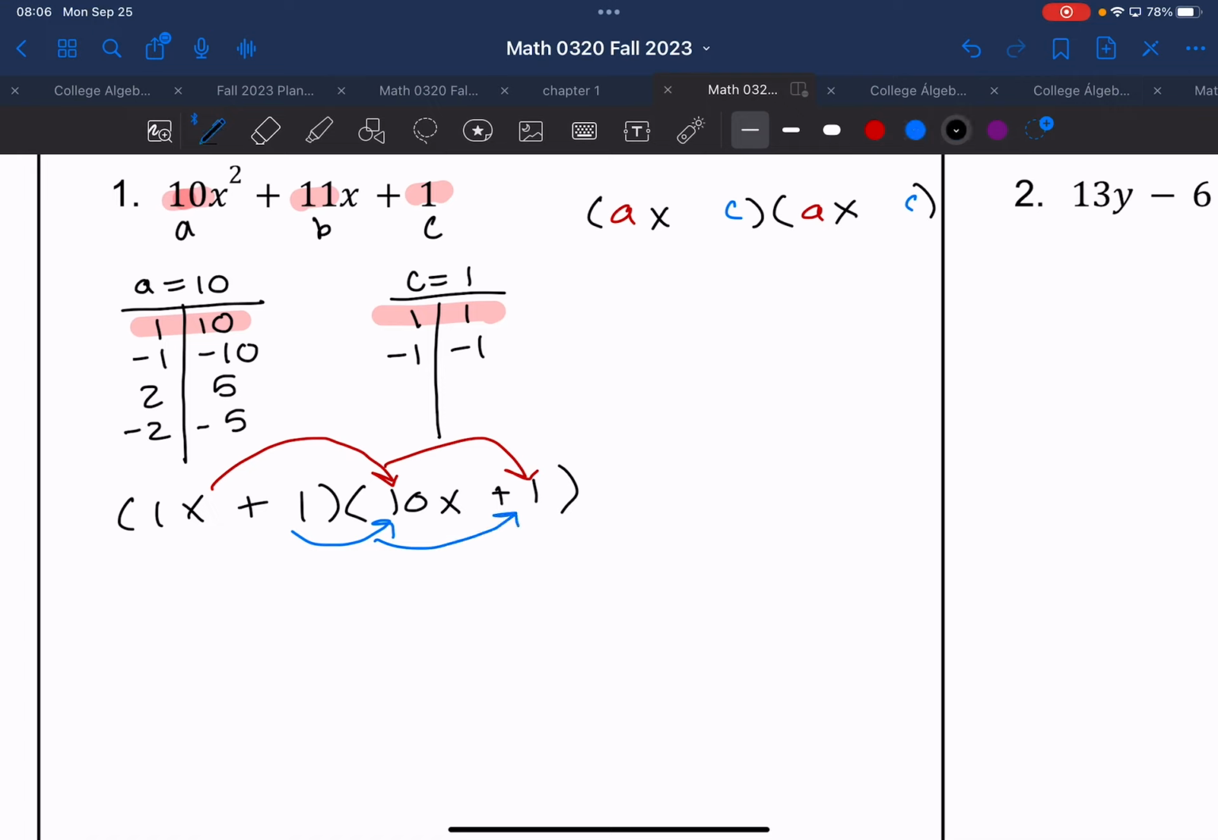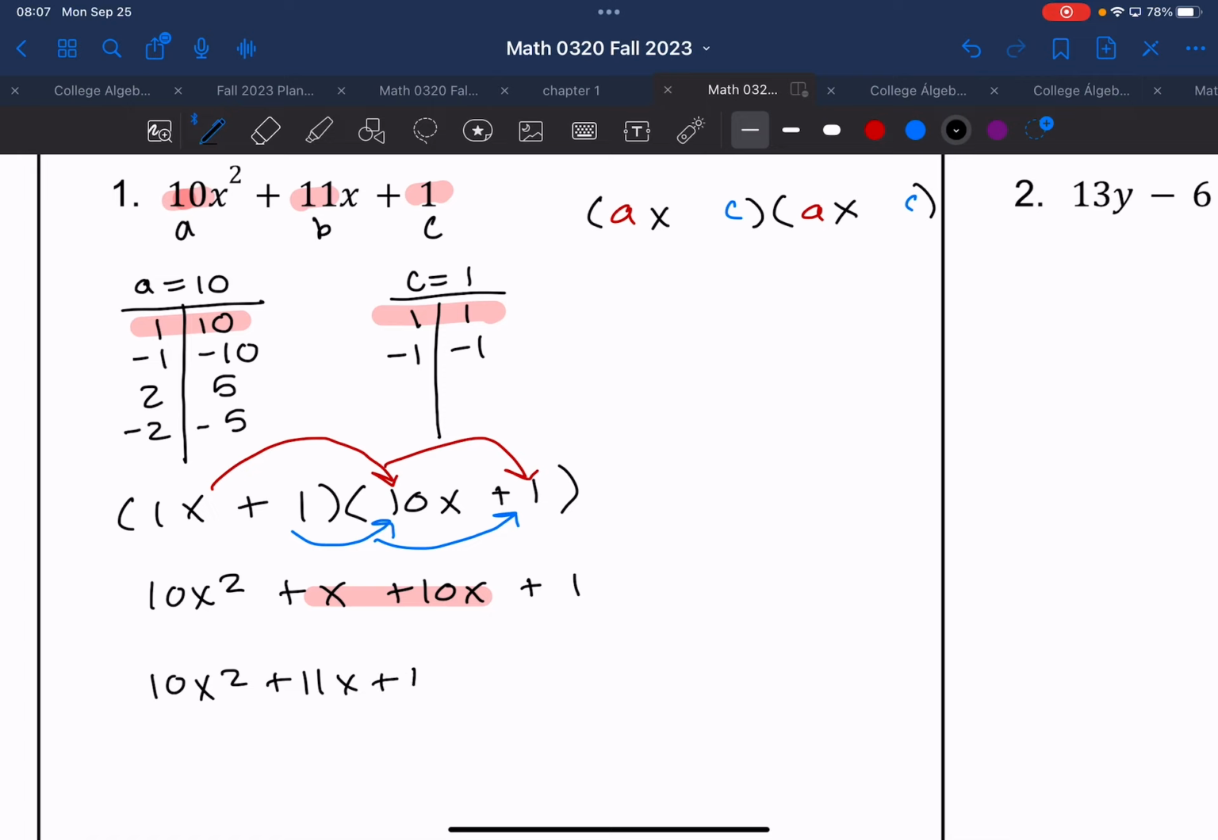So distributing 1x times 10x gives us 10x squared. 1x times 1 gives us x. 1 times 10x gives us 10x. And 1 times 1 gives us 1. When we FOIL, we always have our middle terms as like terms, so we can combine them. So what's x plus 10x? 11x. So we have 10x squared plus 11x plus 1.